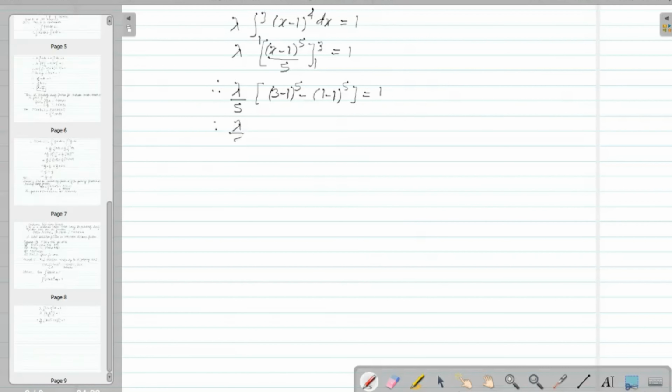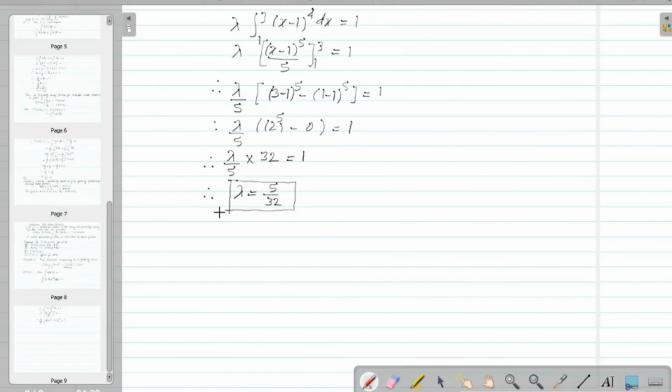So lambda by 5 times, how much is this? This is 2 raised to 5, and 1 minus 1 is 0, and this equal to 1. So you get lambda by 5 times 2 raised to 5. 2 raised to 5 is how much? 32, and this is equal to 1. So from this you will get lambda equal to 5 by 32. Lambda equal to 5 by 32 is a constant value. Okay, so lambda is 5 by 32.